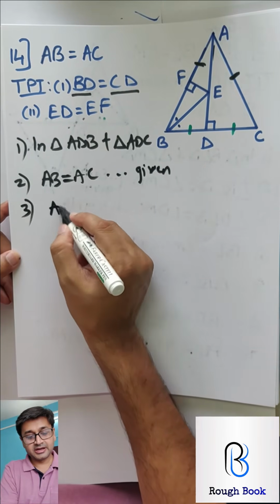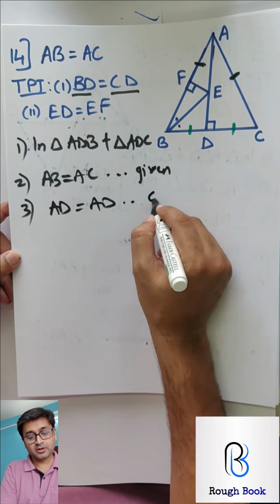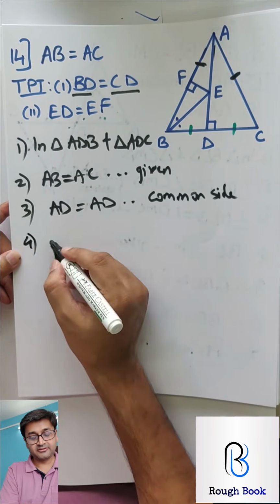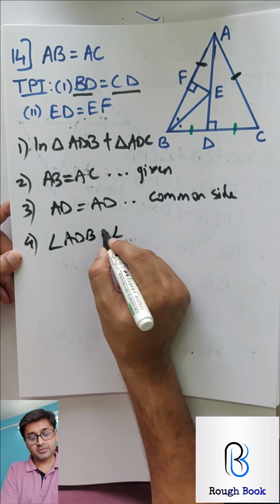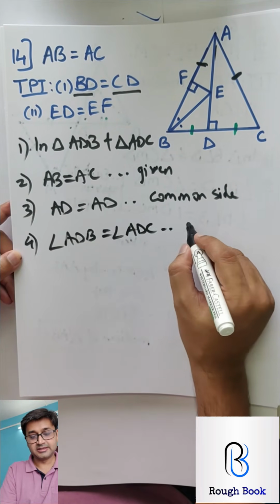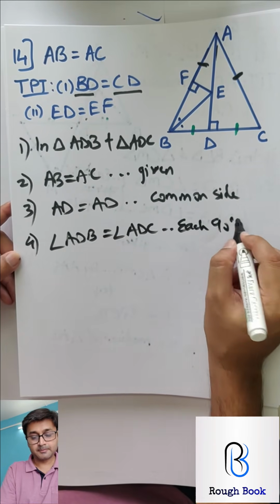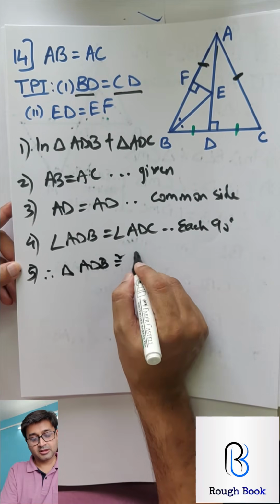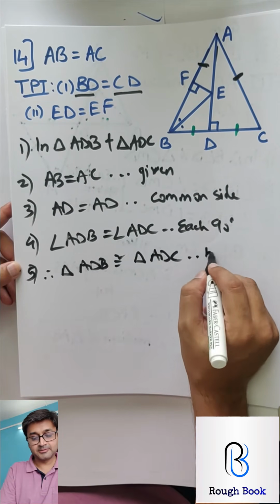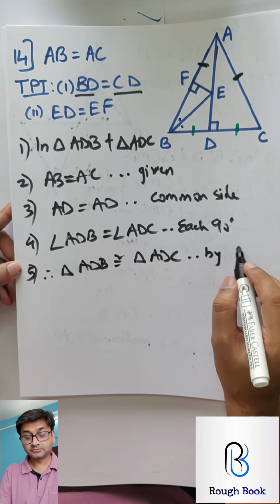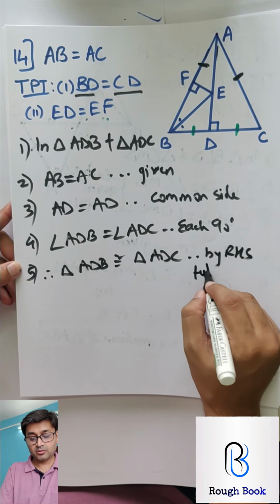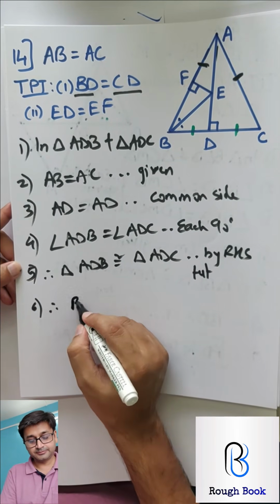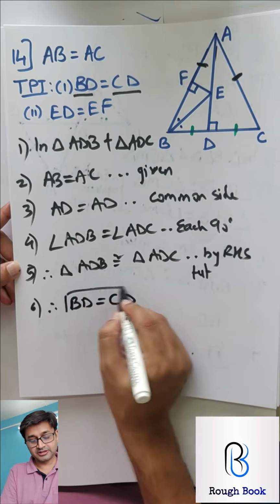Then we will say AD equals AD, common side. And finally I will say angle ADB is equal to angle ADC, each 90. And therefore triangle ADB is congruent to triangle ADC by what test? RHS test. Once the two triangles are congruent, therefore I can say that BD is equal to CD.